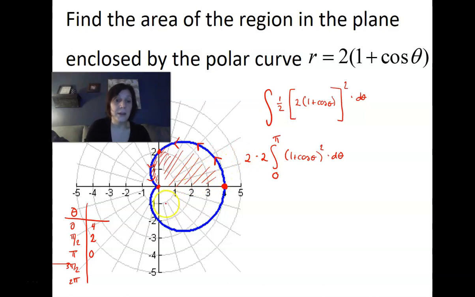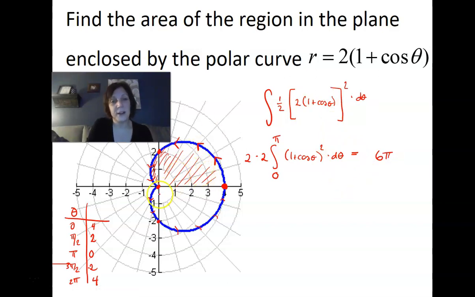Or if you keep going, you find out that 3 pi over 2 puts you down here, and then 2 pi brings you back here. So you could also just nix the 2 and go from 0 to 2 pi. Completely up to you. But again, you can see how just plotting a few points helps you figure out what theta values you need to sketch out your curve. All right. So if I put this into my calculator, interestingly, I get exactly 6 pi.